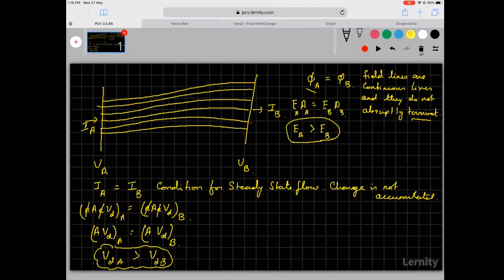Then electric field lines go from high potential to low potential. So VA is greater than VB. Electric field lines go from high potential to low potential.